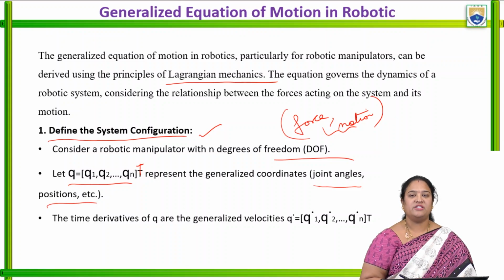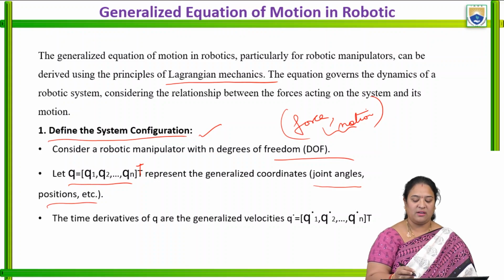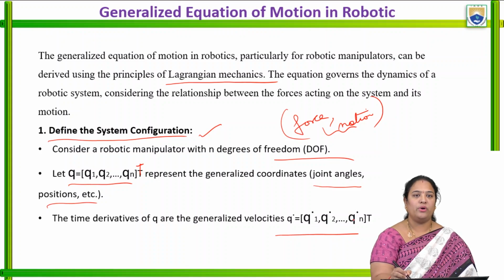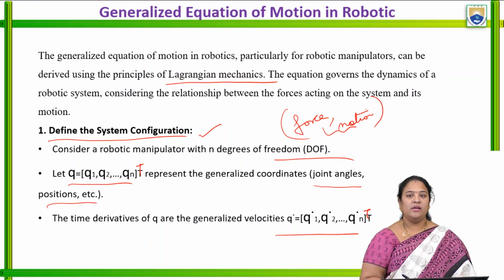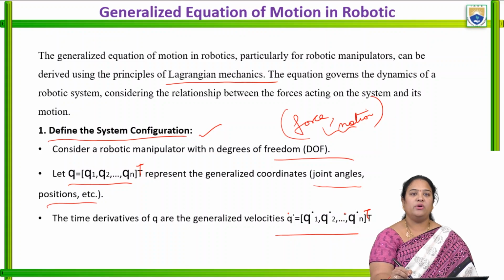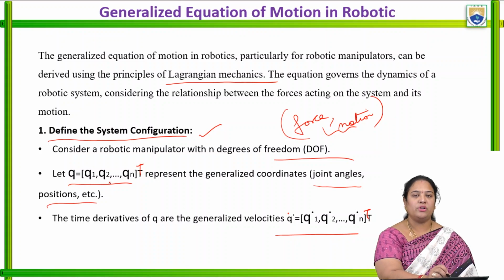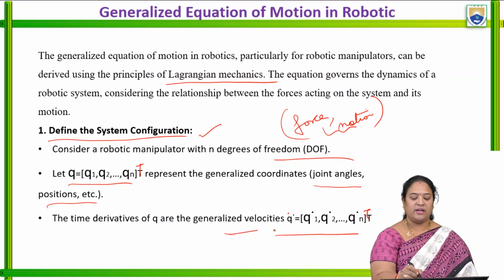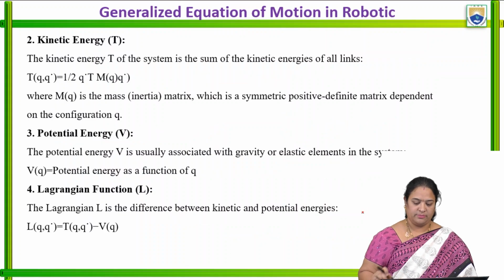Now the time derivative of this gives the generalized velocity, which can be written as q dot is equal to q1 dot, q2 dot, and so on up to qn dot, whole transpose. So to write a generalized equation, we first define the system configuration with respect to the degrees of freedom, where q is q1, q2, up to qn transpose, and the generalized velocity is q dot, q1 dot, q2 dot, up to qn dot transpose.